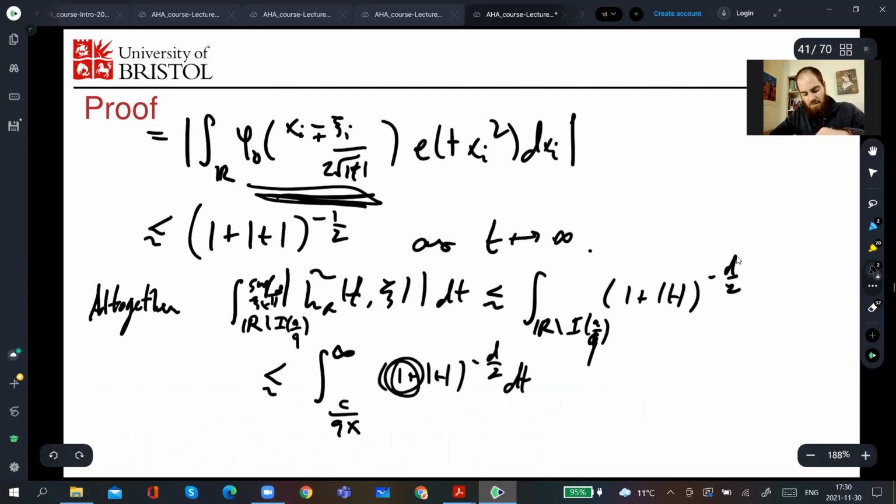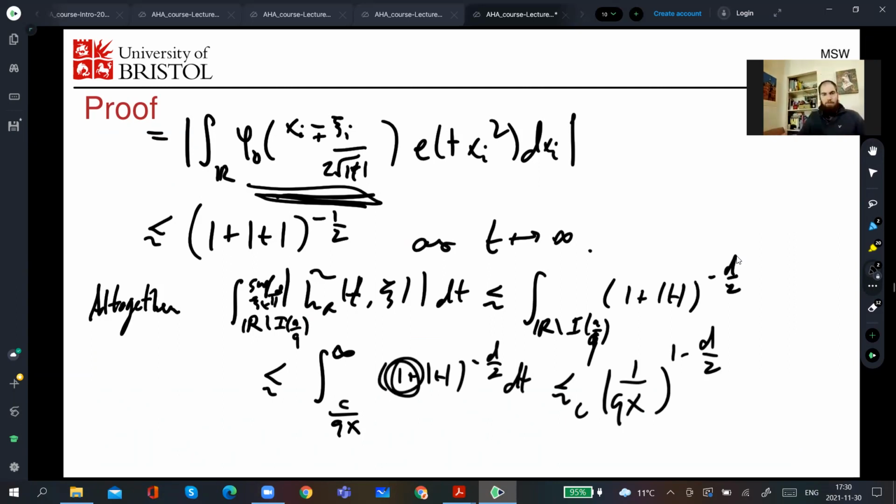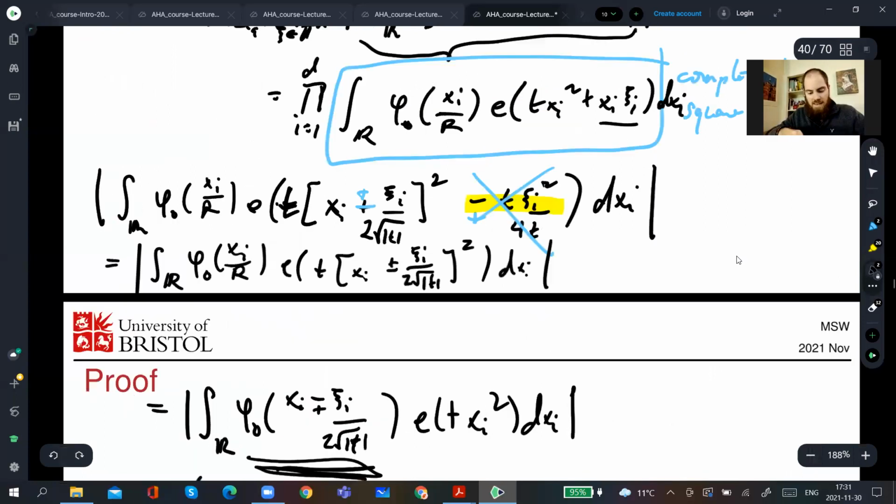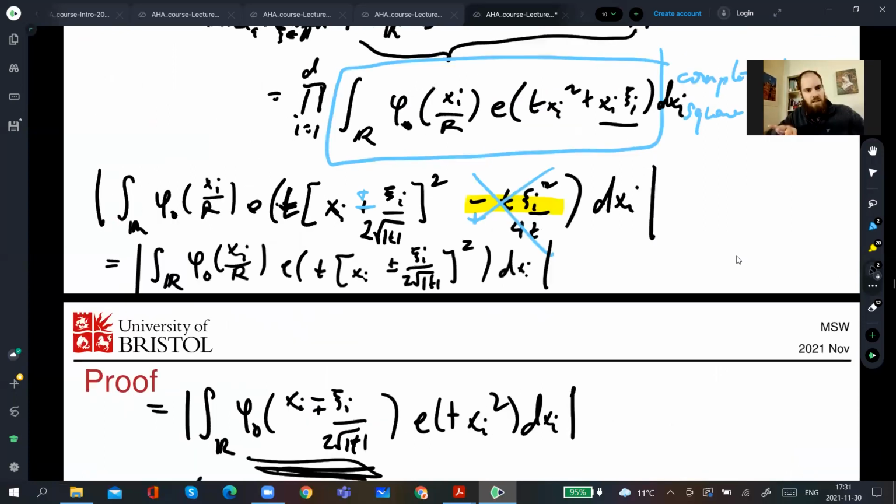I'll ignore this factor of 1 and just bound this by usual calculus. It's going to be at most, depending on that c, 1 over qx to the 1 minus d over 2. And that's the bound I claim, just because this is equal to qx to the d over 2 minus 1, right? Great. So we get to use this. Were there any questions about that? Any further questions? I had this sign thing that I had to worry about, but that wasn't really an issue.